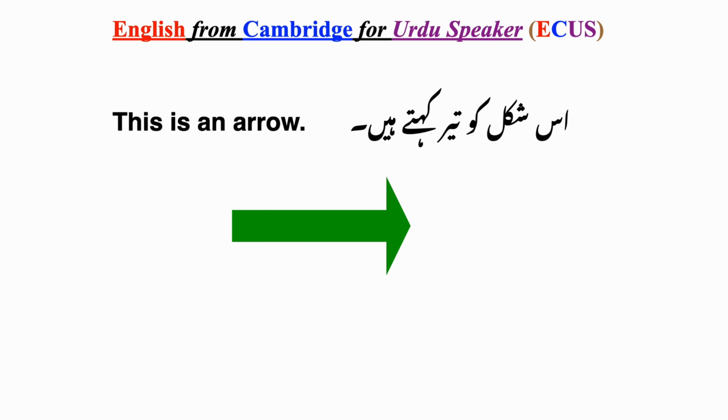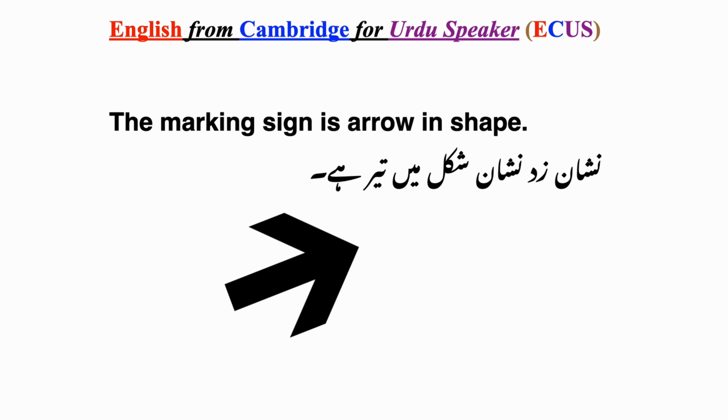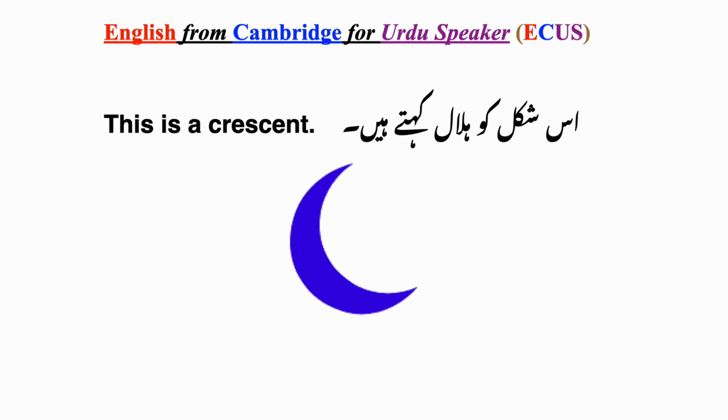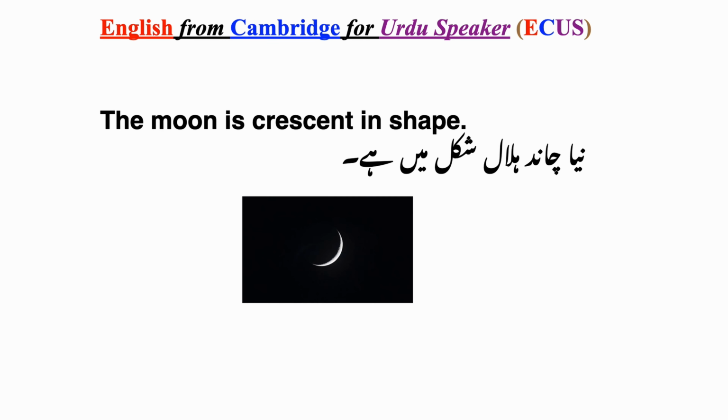This is an arrow. The marking sign is arrow in shape. This is a crescent. The moon is crescent in shape.